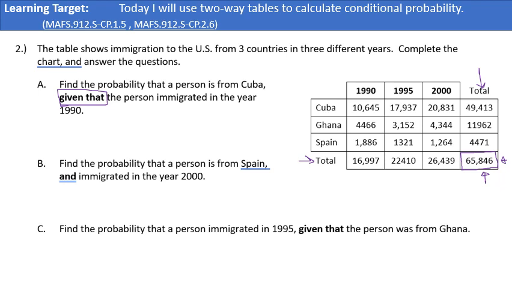So we want the probability that someone is from Cuba given that they immigrated in 1990. So we're not looking at everybody. We're looking only at those that immigrated in 1990. We're going to look just at this column, not at everybody. So our denominator is going to be 16,997. Now, how many of those people came from Cuba?